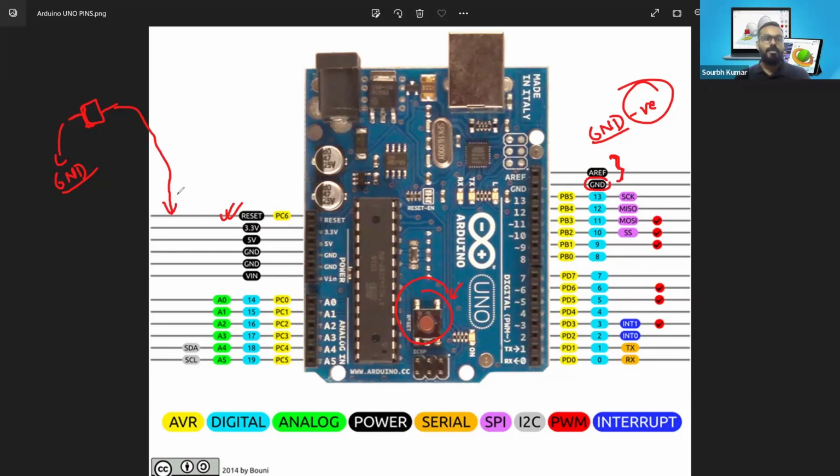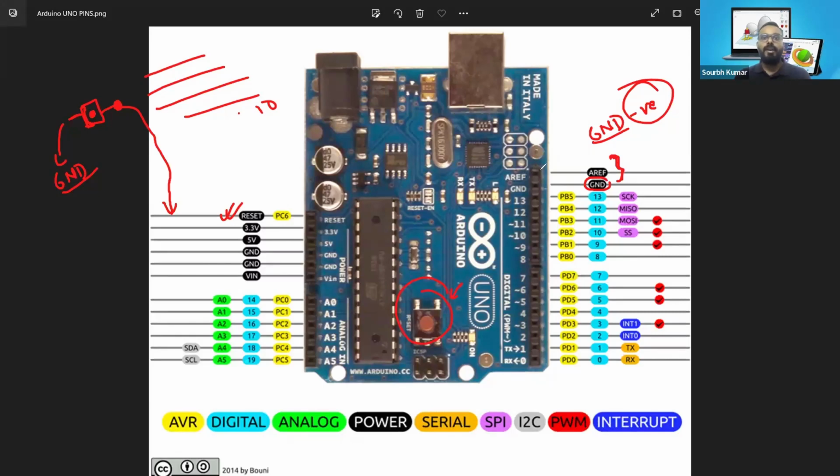Suppose my program is stuck in between, then what we need to do is hit this button, then it will help us reset the program and it will start reading the program from line 1 to line 10 or whatever the line will be at the end.